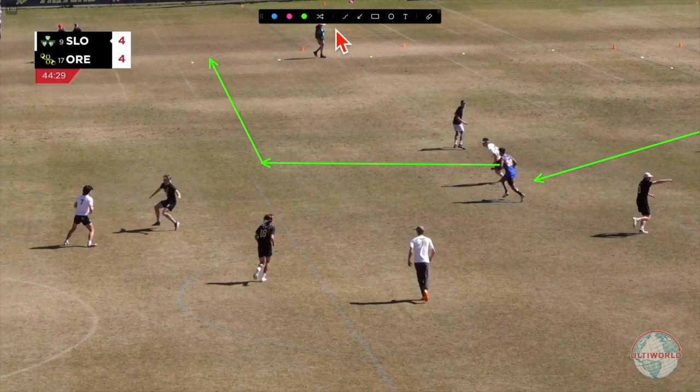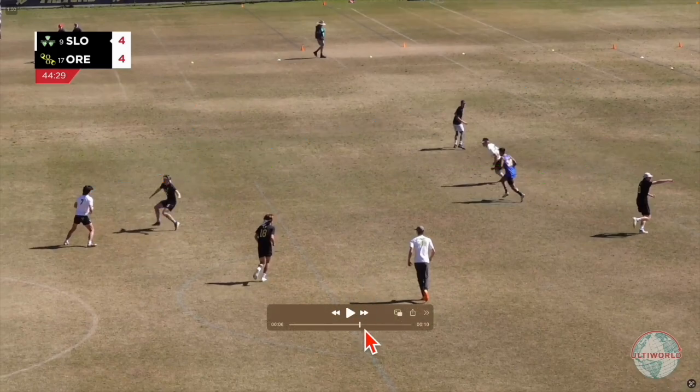And the thrower does a good job. Look at how the thrower's eyes are just across the field. So he's seeing people, not ends. He's not looking at the field. He's looking at the people.